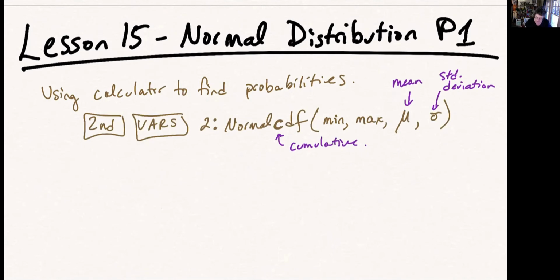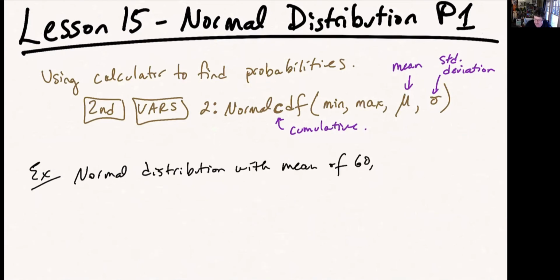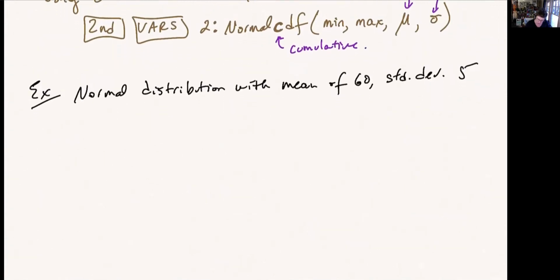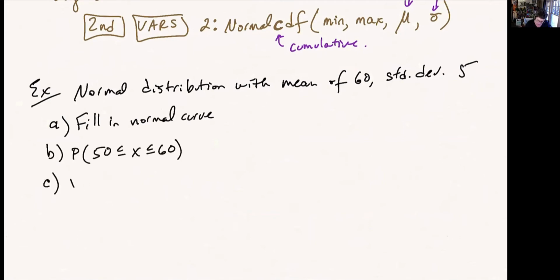So for here, let's look at an example. Let's suppose I have a normal distribution with a mean of 60 and standard deviation of 5. The first thing I'm going to be asked to do is fill in the normal curve. Then we're going to find the probability of something being between 50 and 60, the probability that something is less than 50, and the probability that something is bigger than 70.